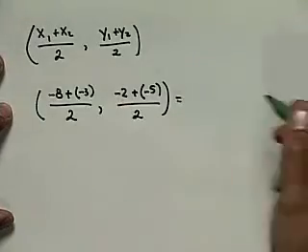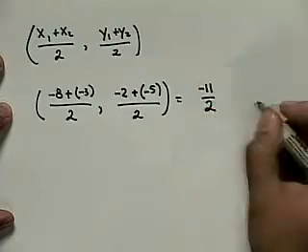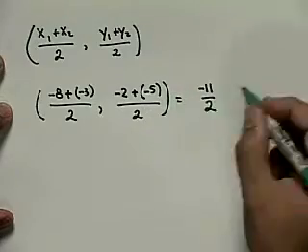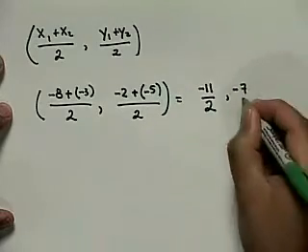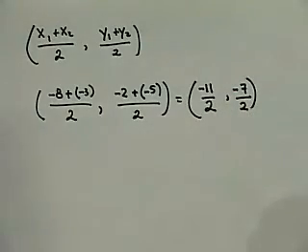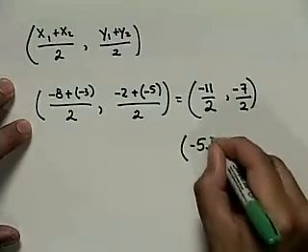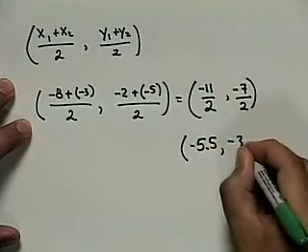Well, negative 8 plus negative 3 gives us negative 11, and negative 2 plus negative 5 gives us negative 7, and then dividing both of them by 2, we end up with the midpoint of this segment located at the point (-11/2, -7/2), or if you change that into decimals, it would be (-5.5, -3.5).